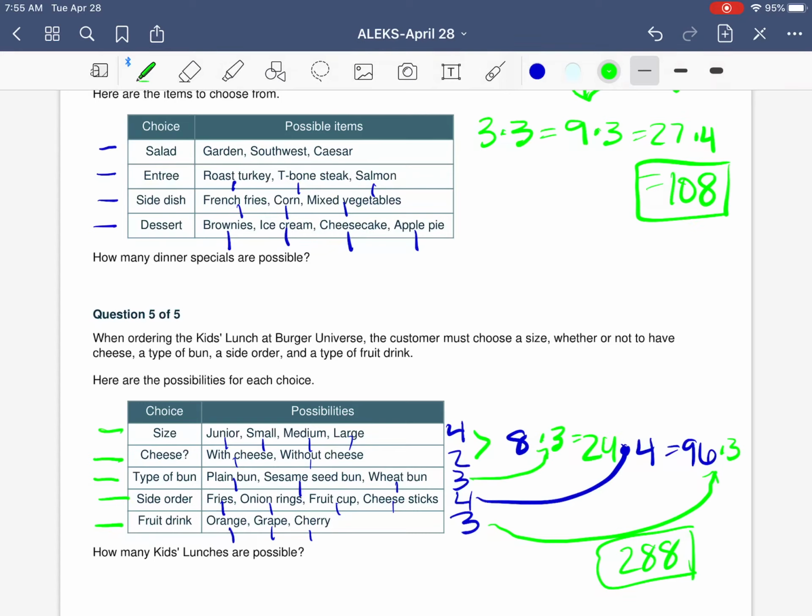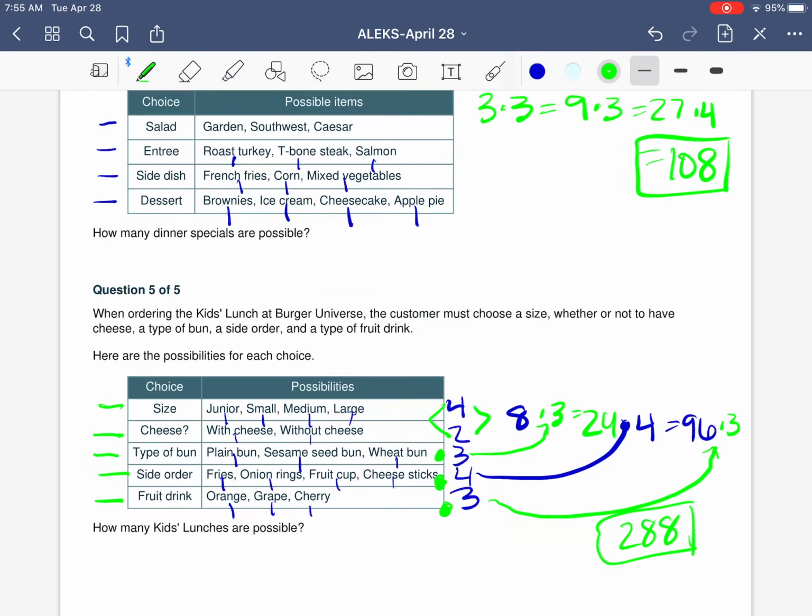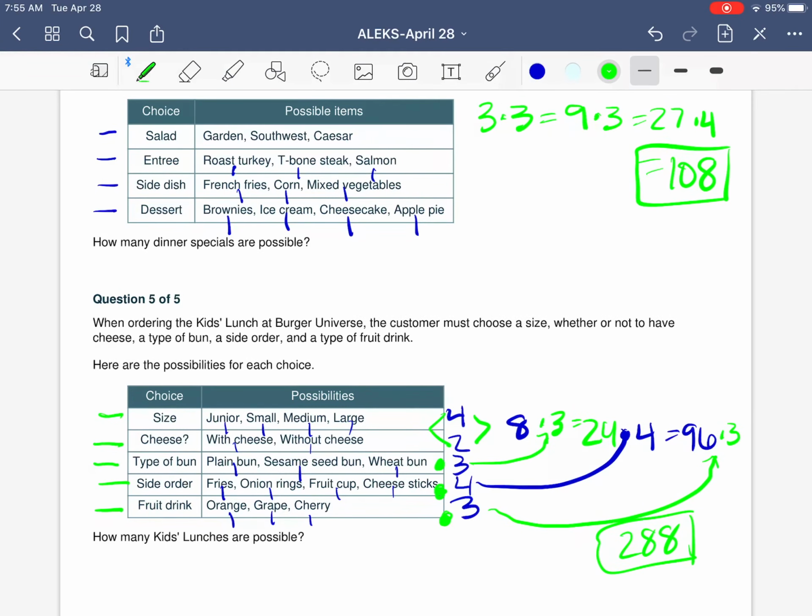So hopefully you saw that I am basically multiplying each of these together. First I took the 4 times the 2 and multiplied them together. And then when I got that, I multiplied it by the 3. And then when I got that answer, I multiplied it by the 4. And then when I got that answer, I multiplied it by 3 again to get my total answer. So that's basically what you're doing in these, is you're just taking the numbers you have and multiplying them together to get your answer. So that is number 5.